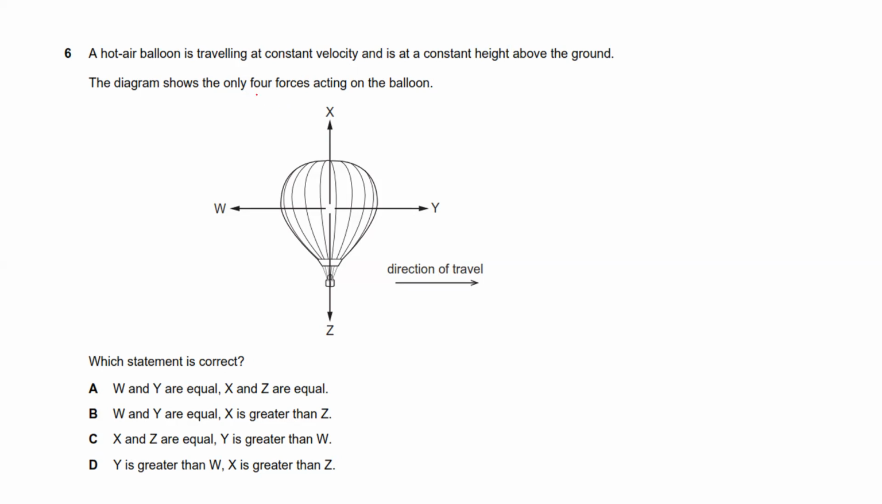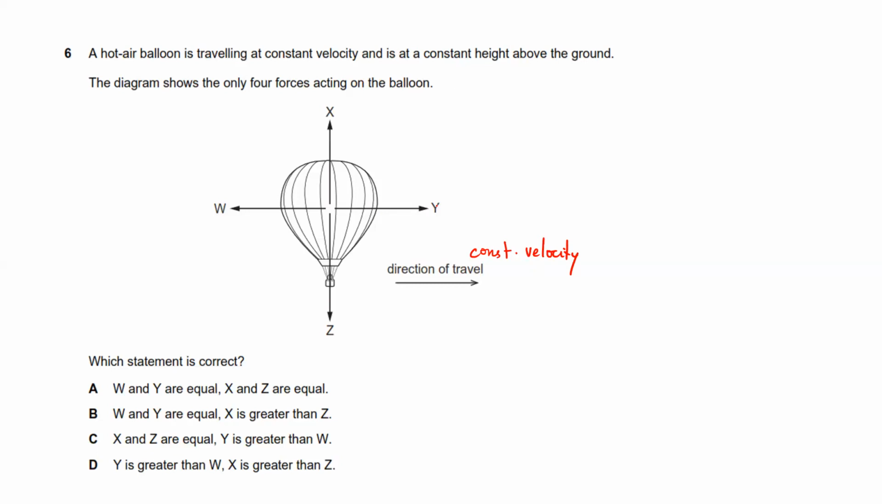The diagram shows the only 4 forces acting on the balloon. Which statement is correct? So we have these 4 forces, 1, 2, 3, and 4. The balloon is traveling in this direction with constant velocity, and it is at a constant height above the ground.